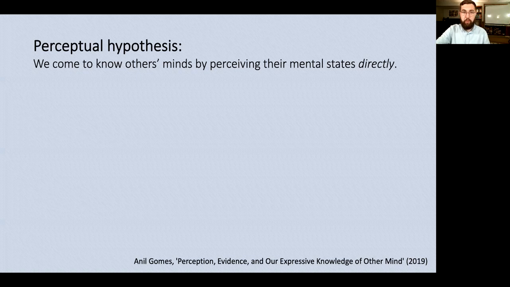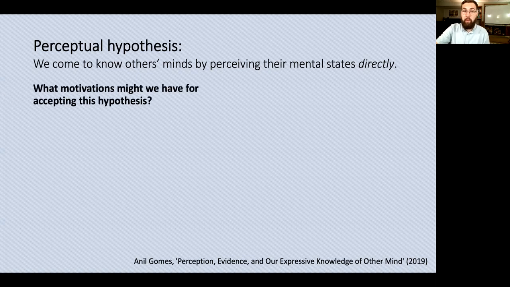Here we have the perceptual hypothesis. We come to know others' minds by perceiving their mental states directly. On this view, your mental life is not internal and private to you. On the contrary, your thoughts and feelings are directly perceptible to others. According to this hypothesis, our knowledge of others' minds is direct in the literal sense, such that we can sometimes perceive others' mental states without any intermediaries. What motivations might we have for accepting this hypothesis?